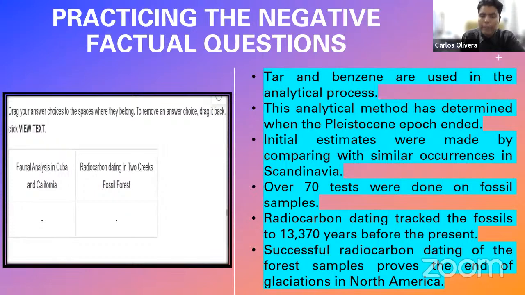It's going to have a category about something that was mentioned in your paragraph or in your passage. In this case, for example, it says fauna analysis in Cuba and California. This is one category. From the passage, I extracted this example, right? And the other category in the other box will be radiocarbon dating in Two Creeks fossil forest. Okay, so those would be your categories.